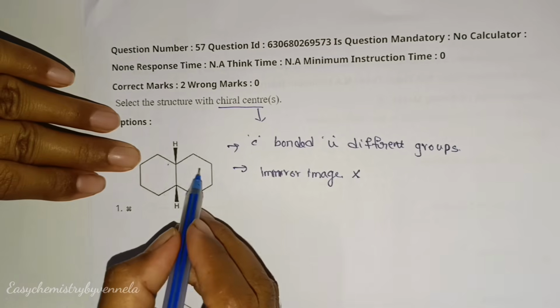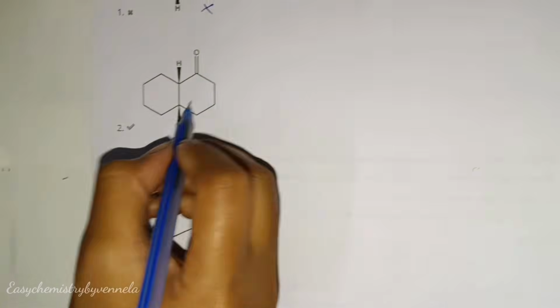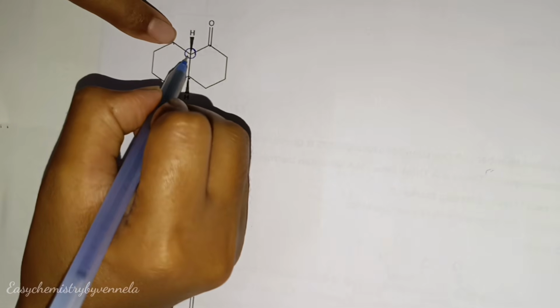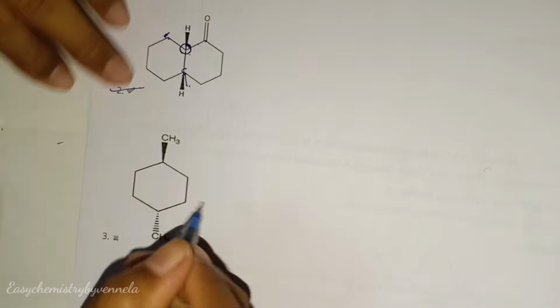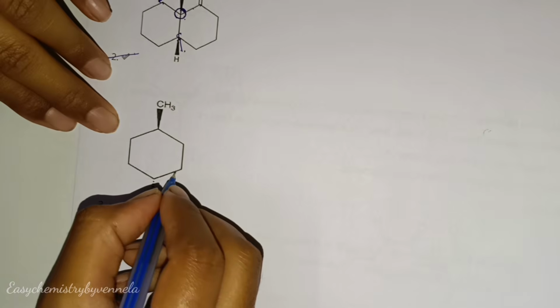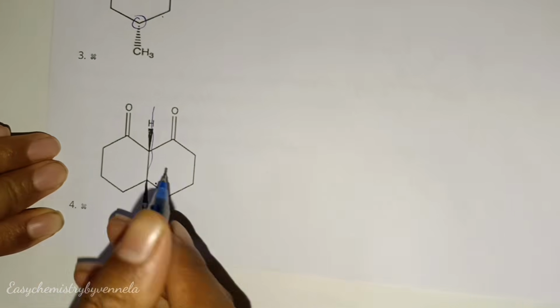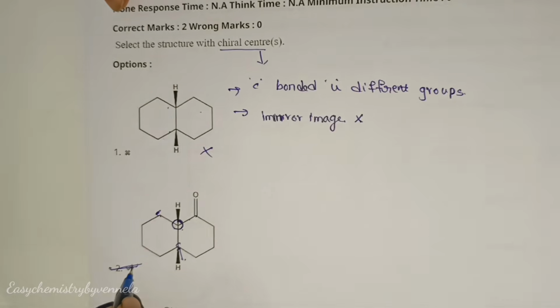See, first option, mirror image present, so incorrect. See, here this one is the chiral center. Here 4 are the different groups. So this is the correct option. See, next one. This is also incorrect. The 4 different groups are not present. Here also the same, mirror image is present. So this is also incorrect. Correct option is the second one.